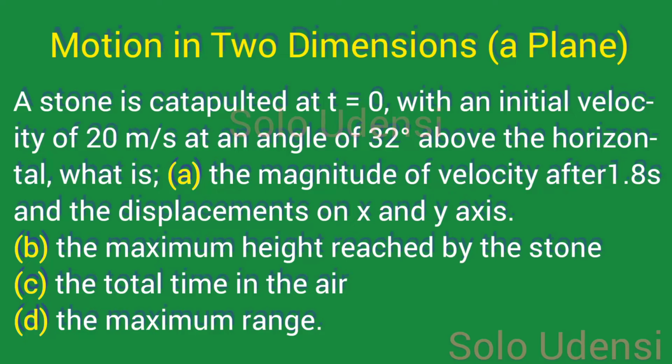A stone is catapulted at t equals 0 with an initial velocity of 20 meters per second at an angle of 32 degrees above the horizontal. What is A, the magnitude of velocity after 1.8 seconds and the displacement on the x and y axes? B, the maximum height reached by the stone. C, the total time in air. And D, the maximum range.